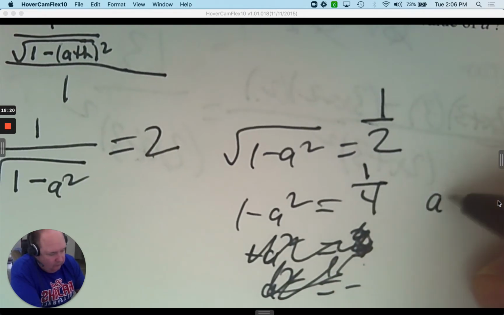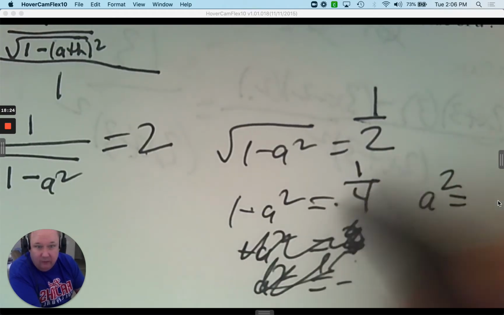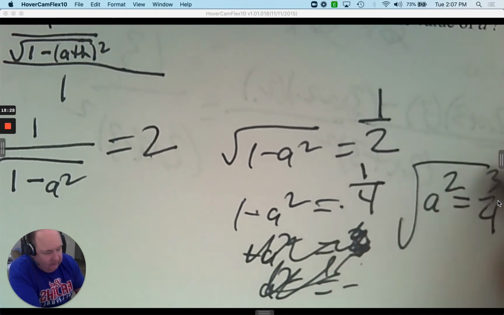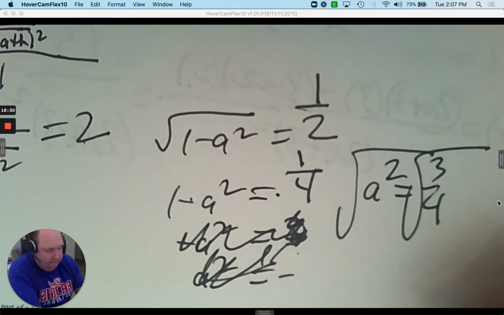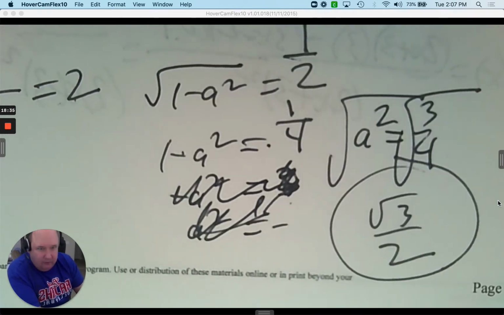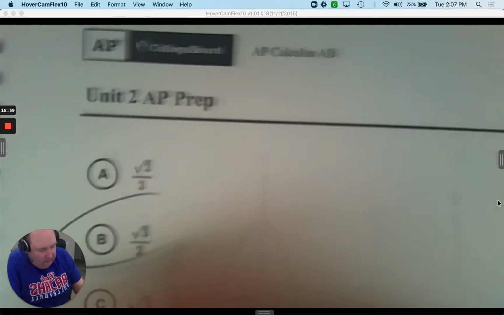And then you subtract. In fact, I'm going to add a squared. So add a squared and subtract a quarter. Then square root. That's root 3 over 2. That's the value I'm looking for. So turn the page. And the answer is root 3 over 2.